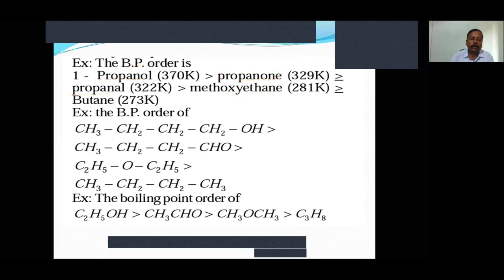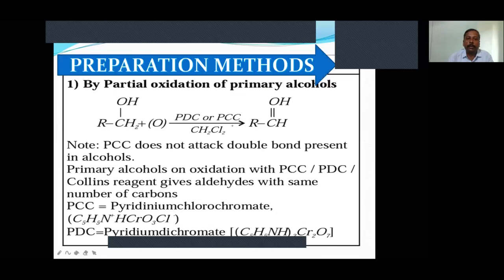Now let us see the next one: preparation methods. We have completed isomerism, we have completed IUPAC naming, and including some famous, useful, most frequently asked commercial names also we have done. Including the structure, including the hybridization we have done. Now we are on to the preparation methods.